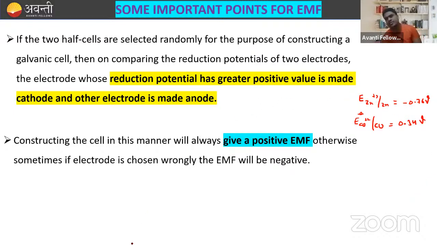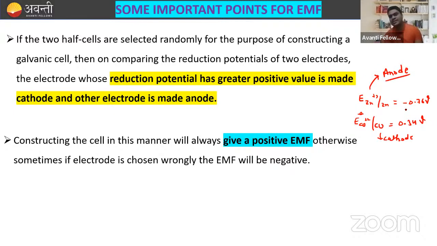So out of zinc and copper, which has the greater positive value? Obviously the cathode has the highest value, because zinc, the anode, has a negative value. Copper has a positive value, greater than zinc, so copper acts as the cathode, and the one above, zinc, acts as the anode. This is how we can identify which will act as cathode and anode.